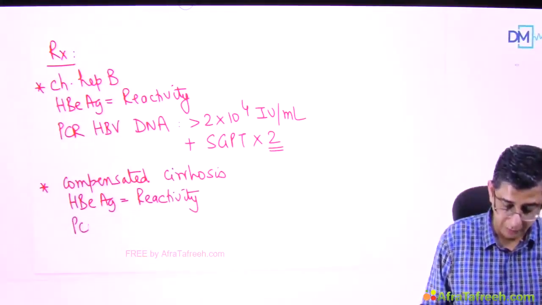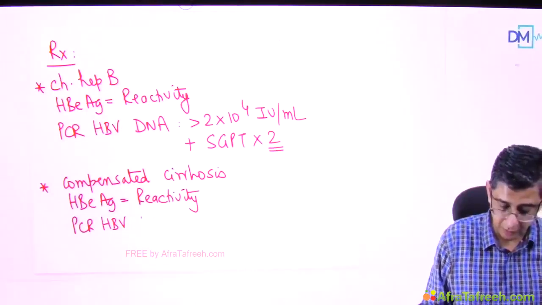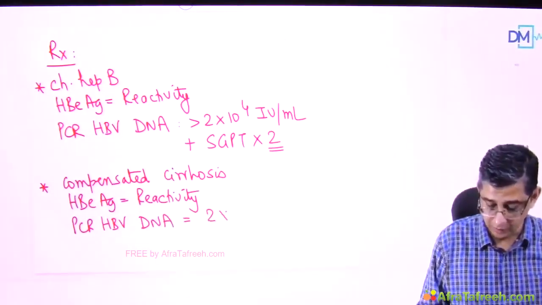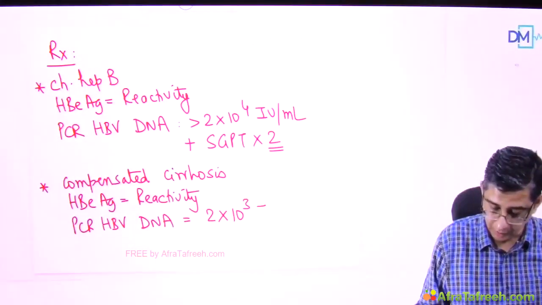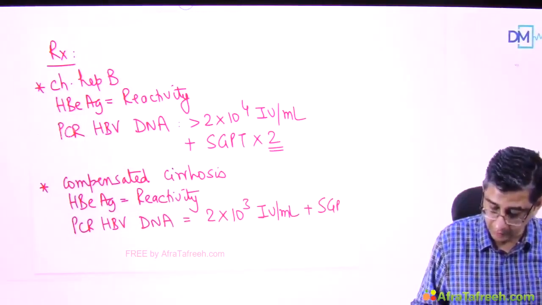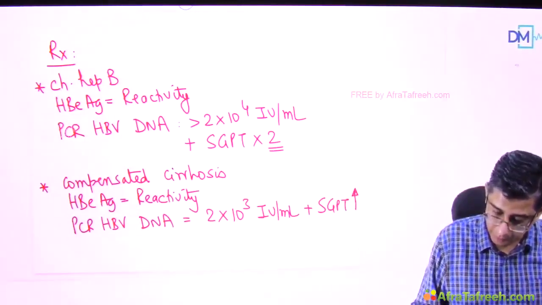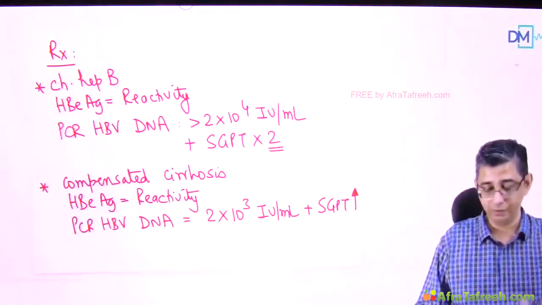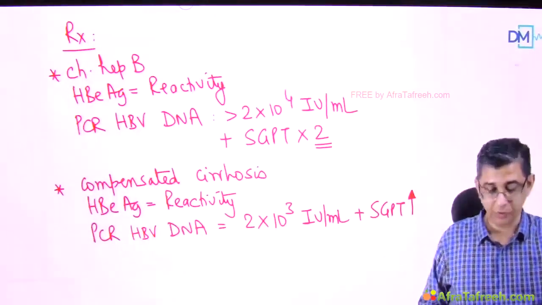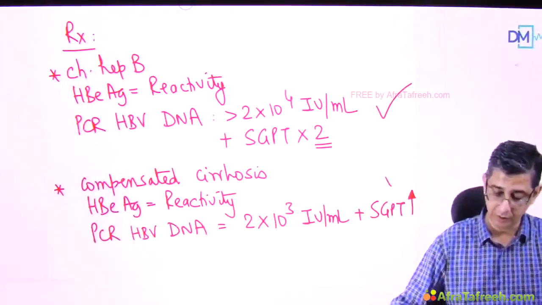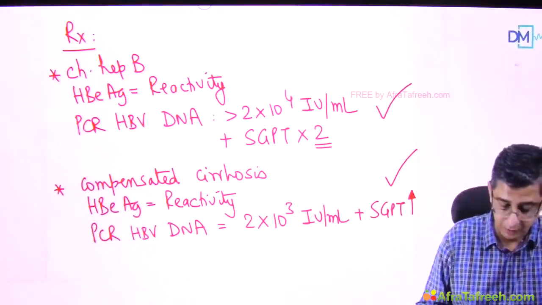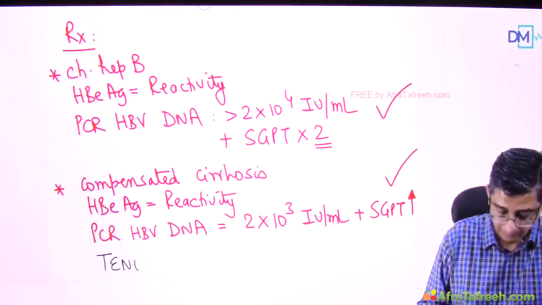In this case, the PCR cutoff, however, is slightly different. If a person is having compensated cirrhosis, then the cutoff is 2 into 10 raised to power 3 international units per ml. And the liver enzymes of the patient should be elevated, but it is not at least a 2 times elevation. Even if it is slightly lower, we'll still initiate treatment for the patient. So if either of these two pieces of information is given in the question, then you have to initiate treatment. And the drug of choice for this condition will be tenofovir.